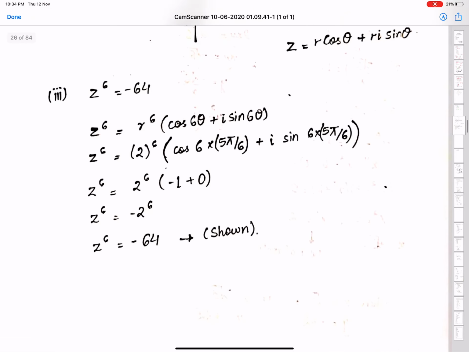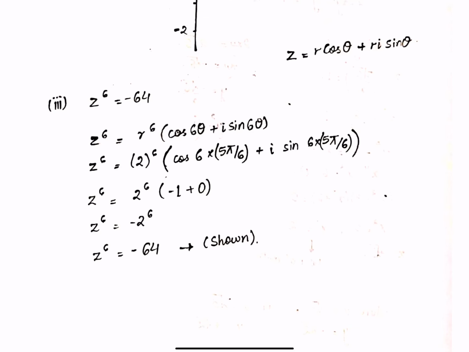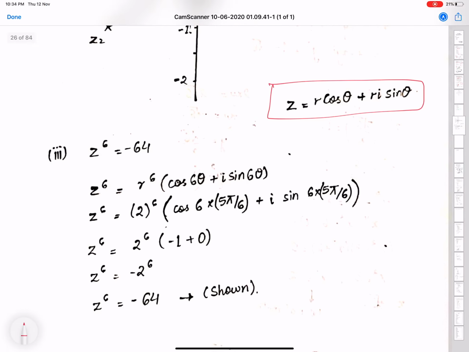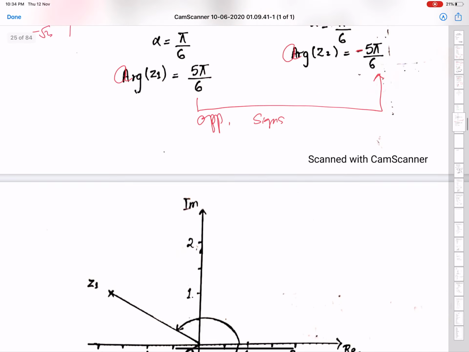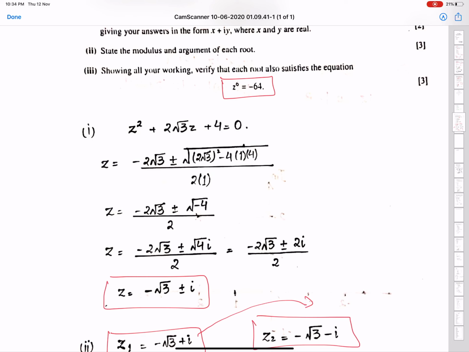For this, use the polar form. You should use polar form. This is the polar form. You should prove this equation through this polar form. So you have to use both the roots. The question is to show that each root also satisfies this equation.